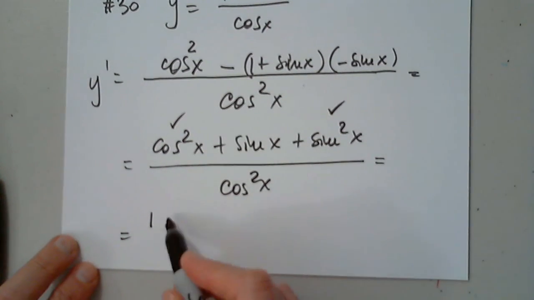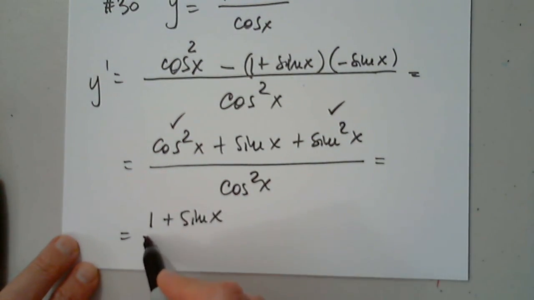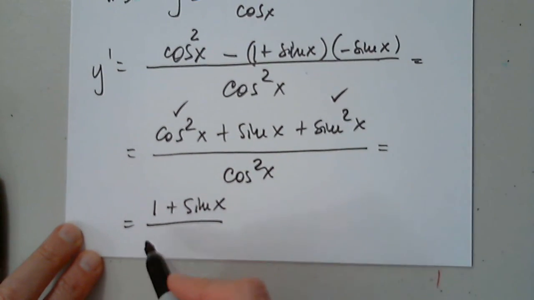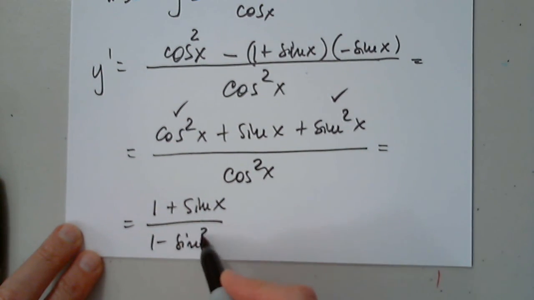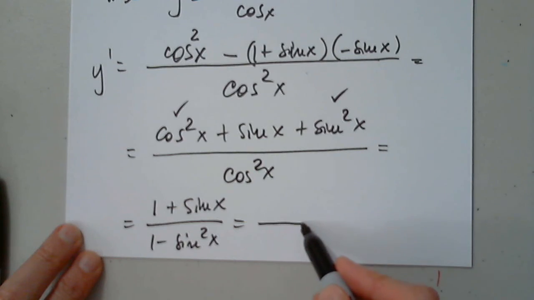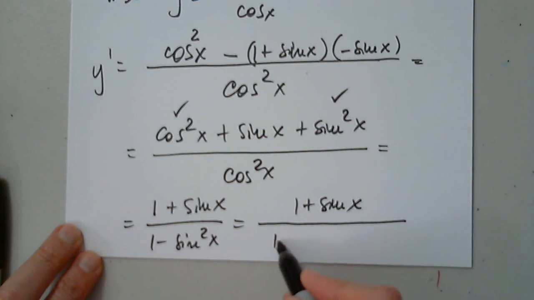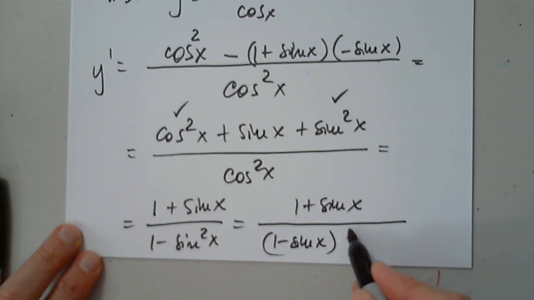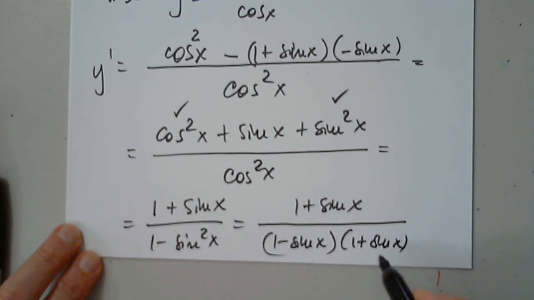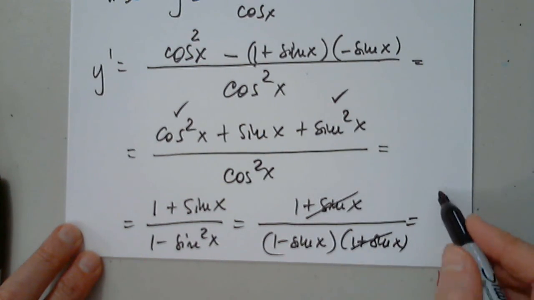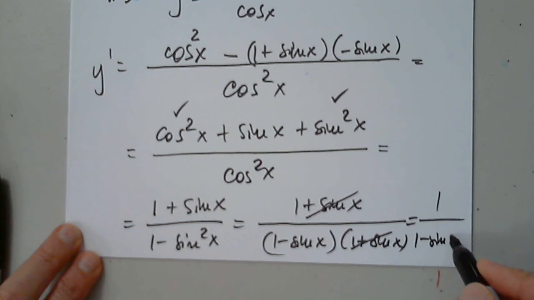1. Very good. Plus sine x over, and if you factor this, this is 1 minus sine squared, I realize that we can factor 1 plus sine x. This one is (1 minus sine x)(1 plus sine x), and these two will go away. So it's 1 over 1 minus sine x.